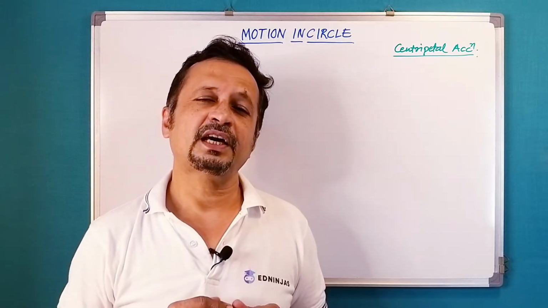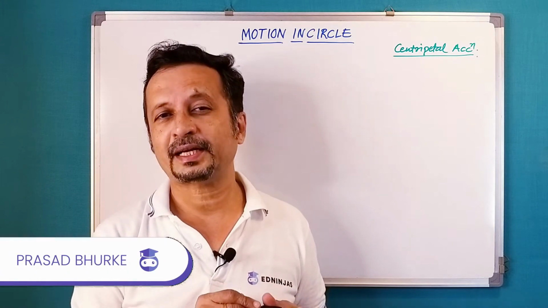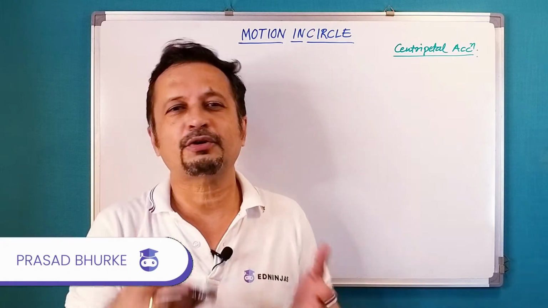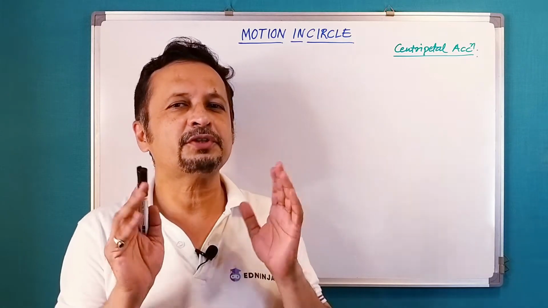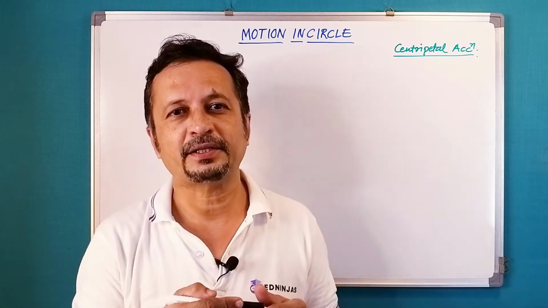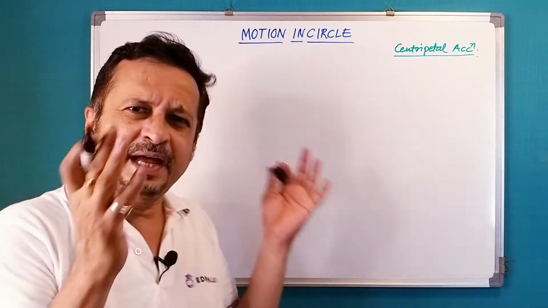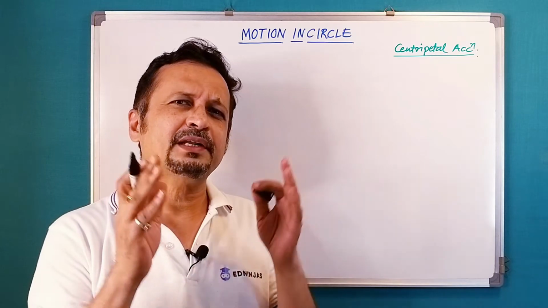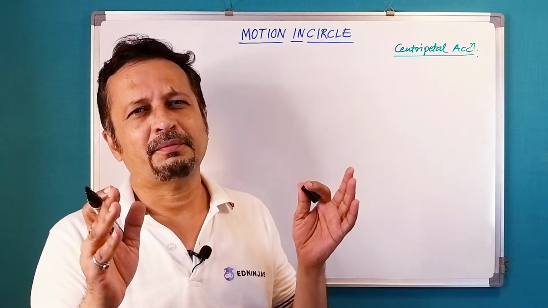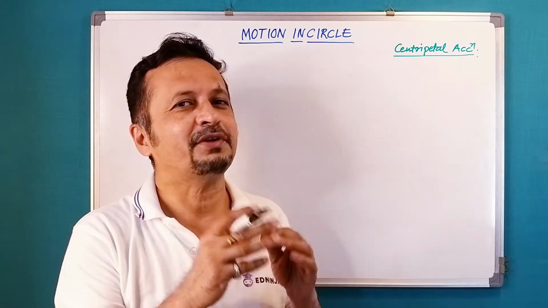Hello friends, in the last video I promised you that I will prove that this centripetal acceleration, that acceleration acting on a particle performing uniform circular motion, is really radial. Okay, let us try and prove that. I'm going to draw a diagram, and we will be doing a little geometry, maybe a little trigonometry and a little calculus. But it is going to be very interesting.